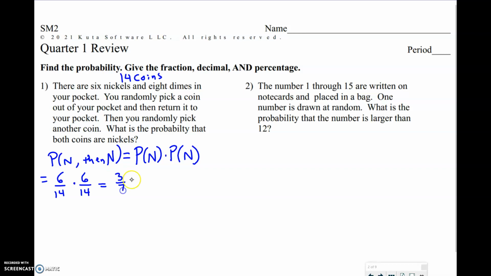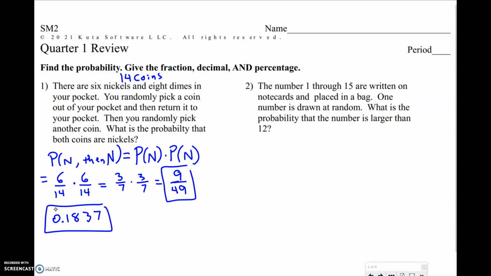It's called the multiplication rule for probability. I can reduce 6 over 14 to 3 over 7. And then my answer will be 9 over 49. 3 times 3 is 9, 7 times 7 is 49. So there's my fraction answer. I grab a calculator and I do 9 divided by 49 to get my decimal answer. And I'm just going to round it to 4 decimal places, 0.1837. So there's my decimal answer.